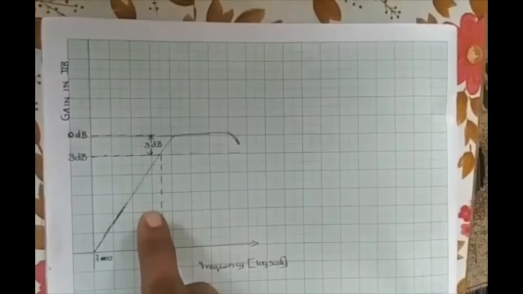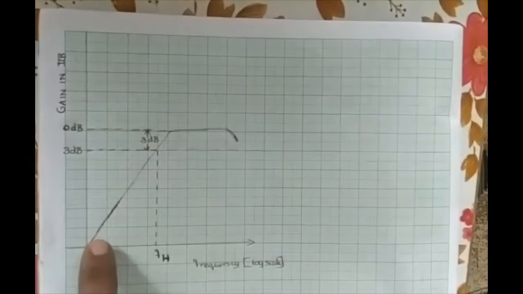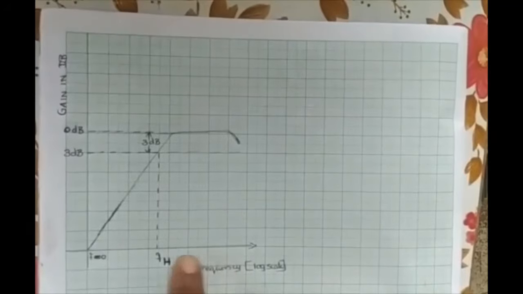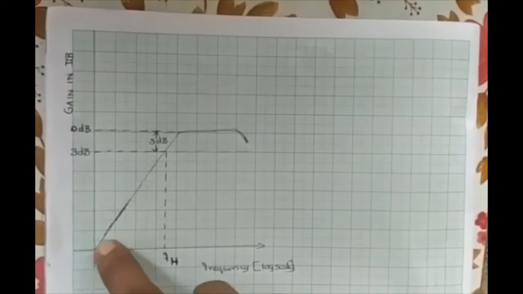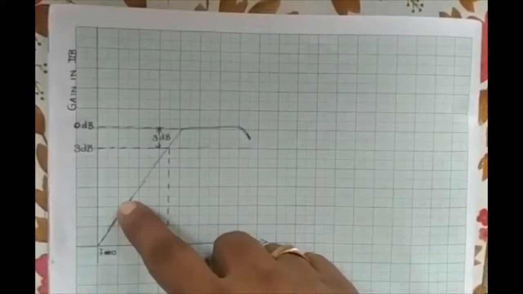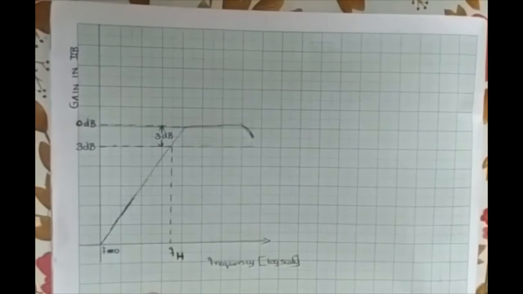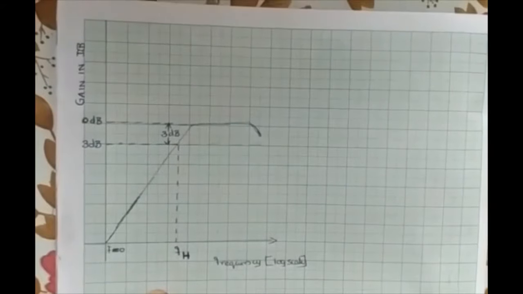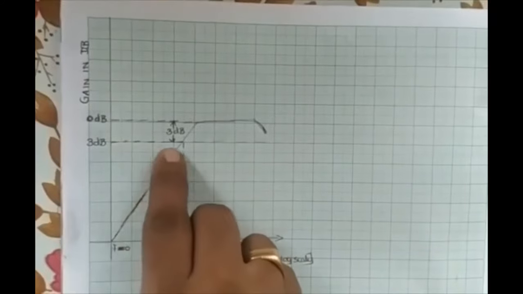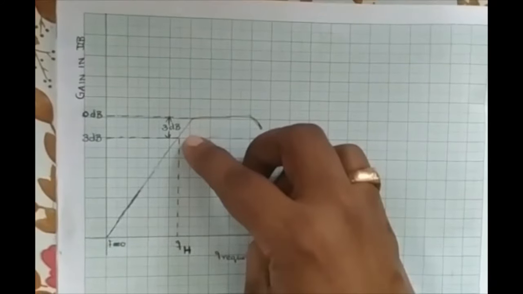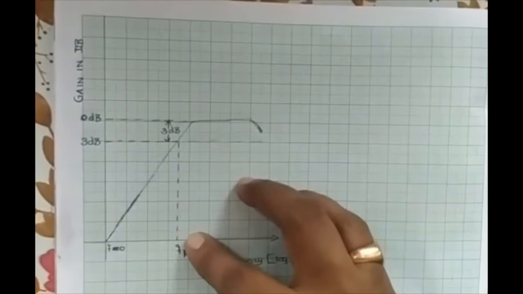This is a sample graph of RC differentiator circuit. Gain in dB is on the y-axis and frequency is on the x-axis. RC differentiator is also a high-pass filter. Therefore, at low frequencies, its gain is very less, and as frequency increases, the gain also increases. To calculate the cutoff frequency, we need to take 3 dB down or minus 3 dB from the maximum value, and extending this line, we get a cutoff frequency FH. Thus, we calculate frequency FH.